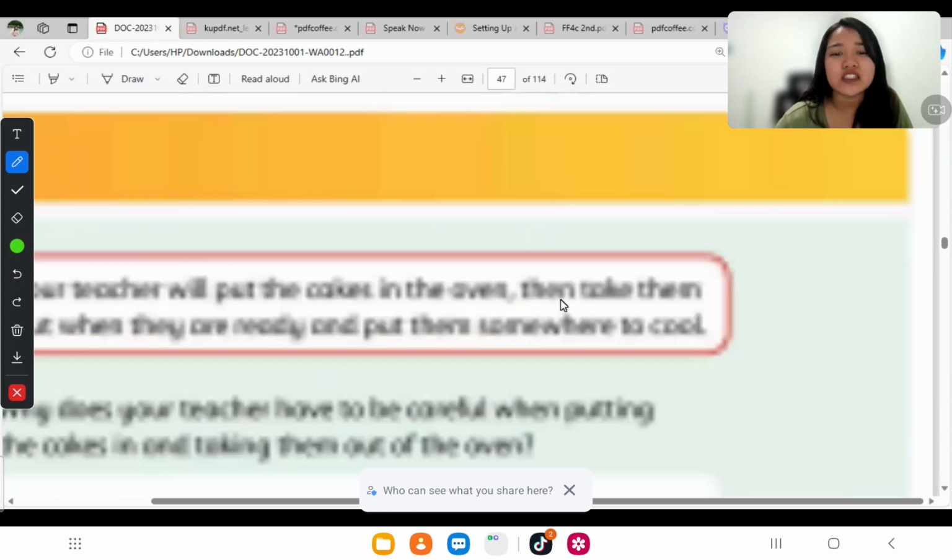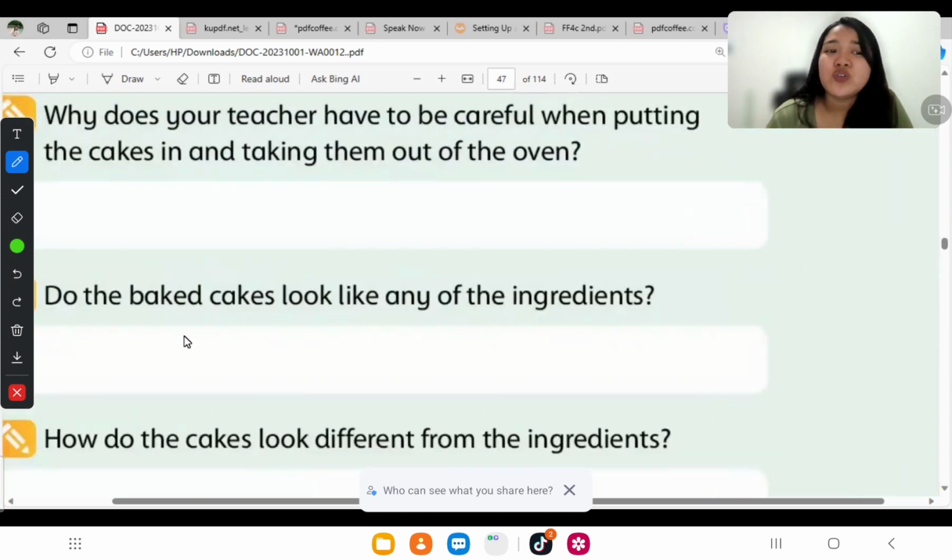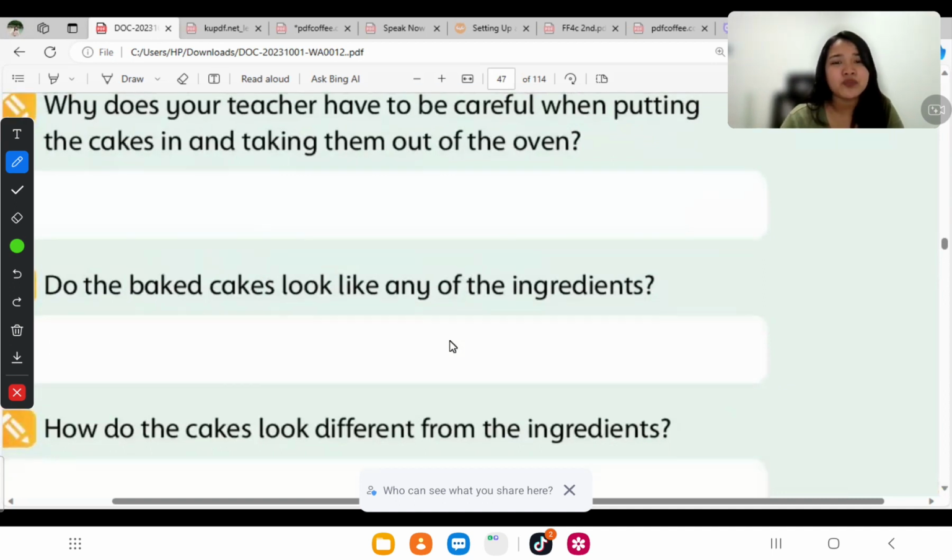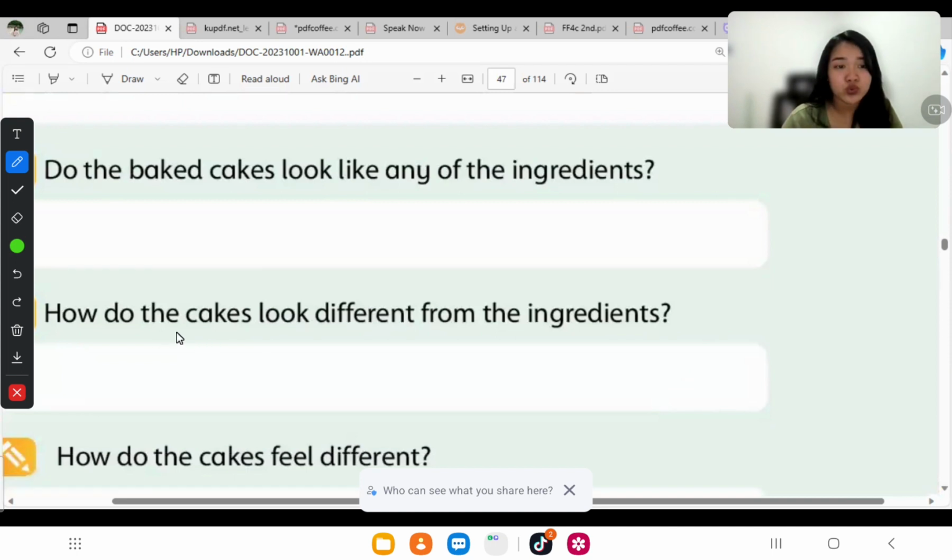So the question here again: do the baked cakes look like any of the ingredients? No. Very good. No, it doesn't. So the next one here: how do the cakes look different from the ingredients?